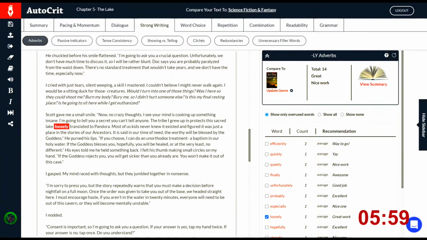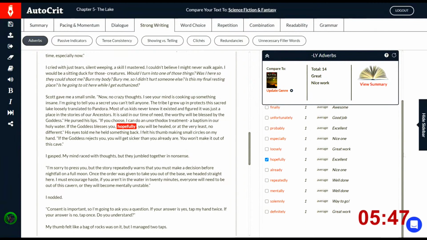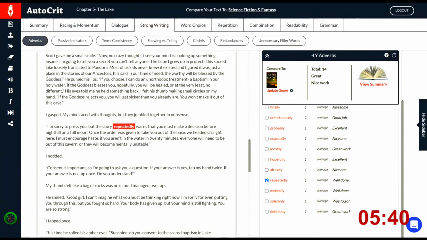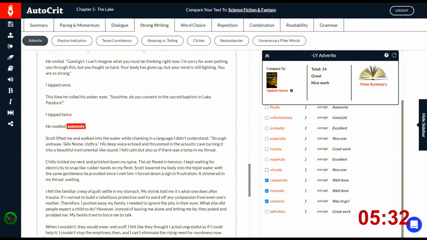"The tribe I grew up protects the sacred lake, loosely translated to Pandora." Again, this is his speech. Hopefully is the same thing, this is during his speech as well. Already is another thing that is during his speech. Repeatedly is him talking again. So as I said, and mentally, let's see what else. Solemnly. All right, finally, we got one that is not him talking.